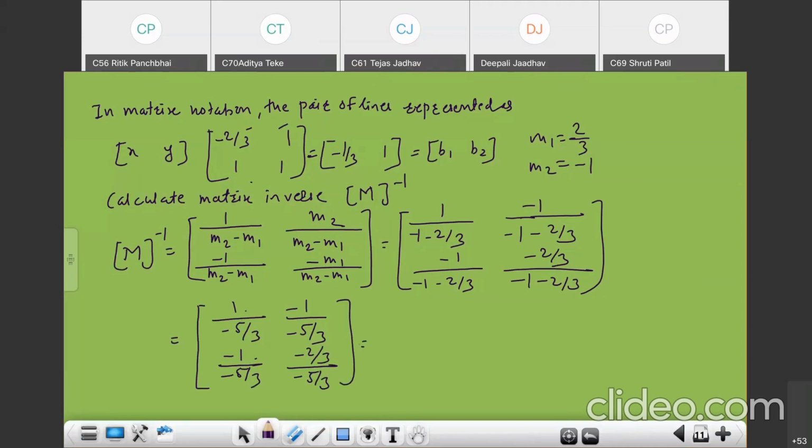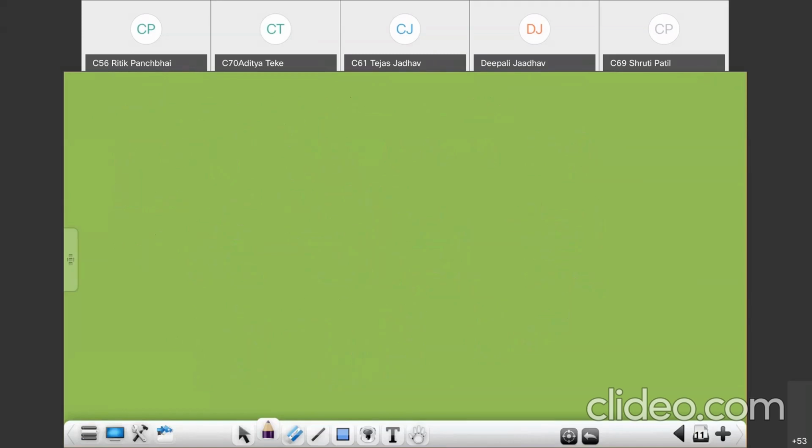Again we simplify it, and the final M inverse is minus 3 by 5, 3 by 5, 3 by 5, and 2 by 5. That is our M inverse. What is it required for? To calculate the intersection of the original lines.